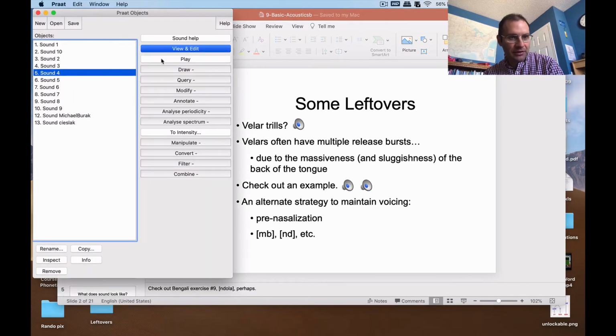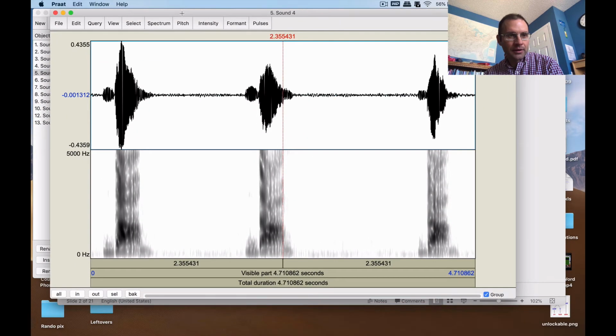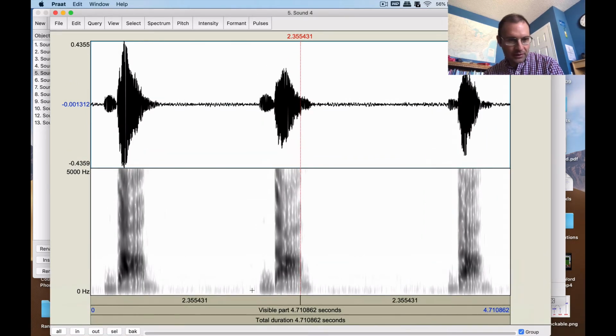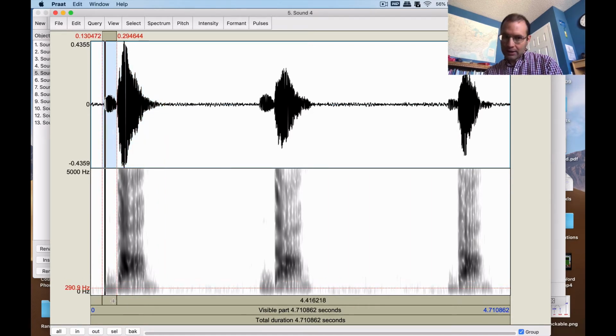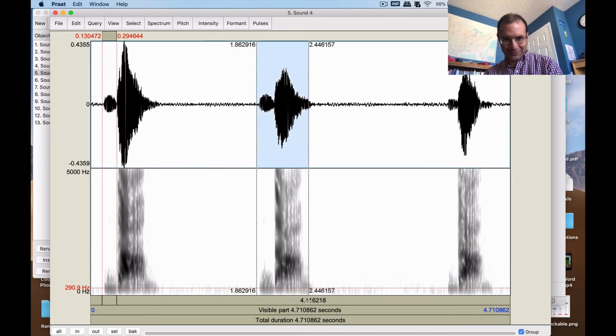And I got an example. I think it's number 4 here. Dam. Dam. These are from the Bengali place of articulation transcription exercises. So here's the first utterance of that word. Dam. Dam. And this is the voiced part of the stop at the beginning. And you can hear that nice little kind of hum in her throat, as it were.